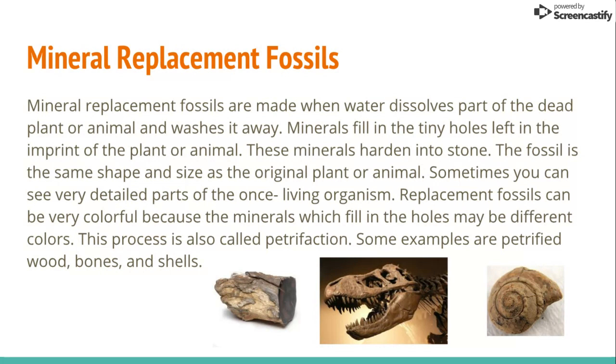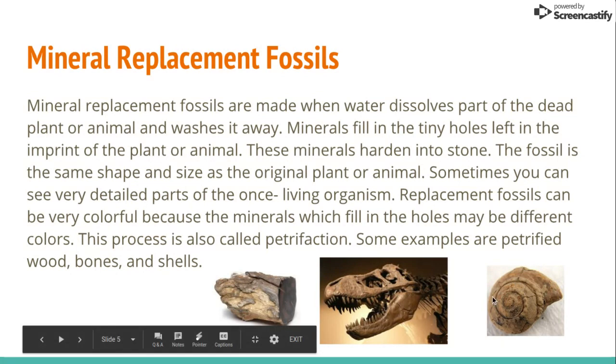Sometimes you can see very detailed parts of the once living organism. Replacement fossils can be very colorful because the minerals which fill in the holes may be different colors. This process is also called petrifaction. Some examples are petrified wood, bones, and shells. So this wood has been turned into stone. The seashell has been turned into stone. These dinosaur bones have been turned into stone by mineral replacement or petrifaction.